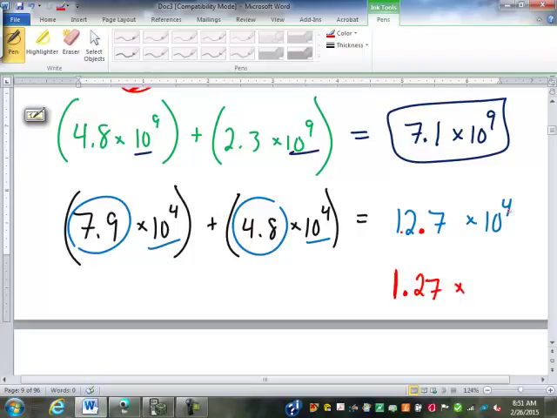You have to add 1. So now we got to move the power of 10. Now this number got smaller, right? So the power of 10 has to get larger by 1. So 4 plus 1 is 5. So 10 to the 5th.